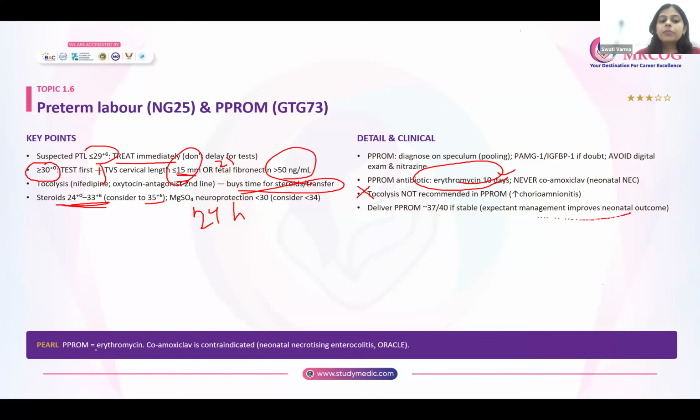So pearl point, in PPROM, the antibiotic is erythromycin. Co-amoxiclav is contraindicated. It might lead to neonatal necrotizing enterocolitis.